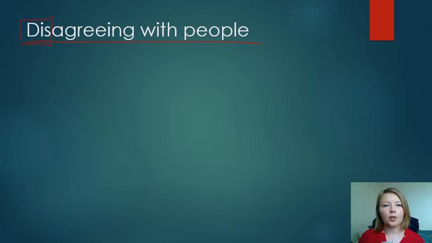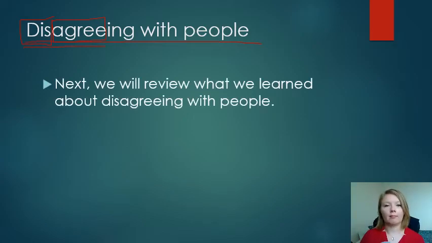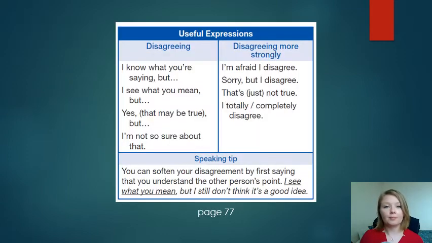Remember that this word comes from the word agree. If I agree with you, it means we have the same thinking. If we disagree, it means we have different thinking. For example, if I say chocolate ice cream is the best, and you say strawberry ice cream is the best, we disagree. We have a different opinion. Let's review what we have learned about disagreeing with other people. Let's go ahead and review these expressions that we can use for disagreeing.